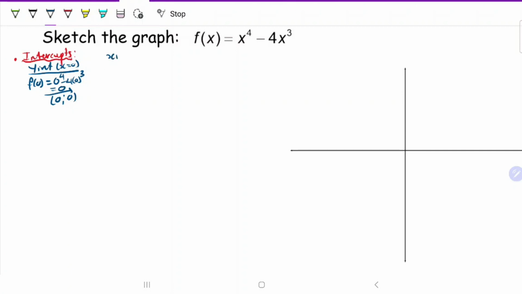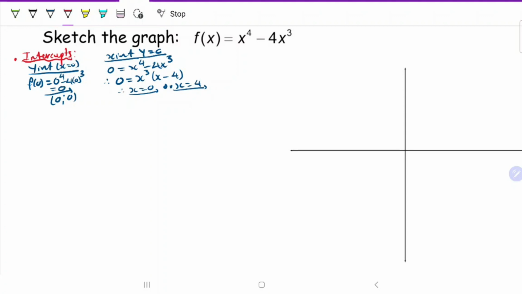The next thing we will do is see if we can get our x-intercept, where y equals 0. So we'll go 0 equals x to the 4 minus 4x to the 3. From here, we can factorize x to the 3, which will give us x minus 4. Therefore, we can safely say that x equals 0 or x equals 4 will be our x-intercepts. Very important that we understand that.